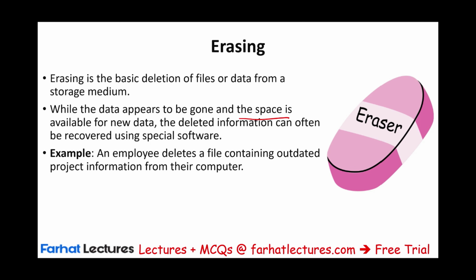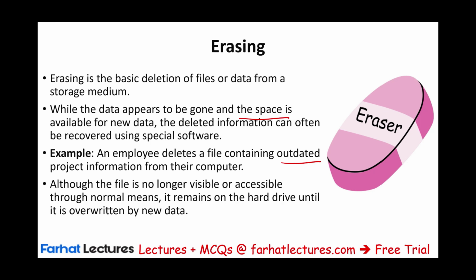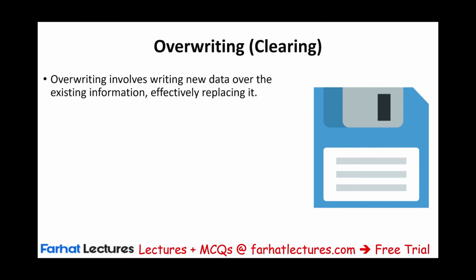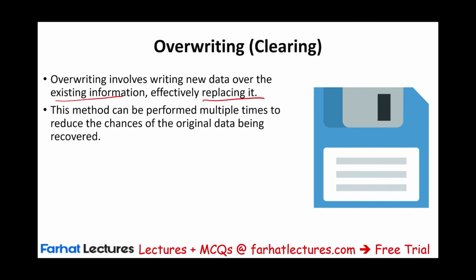An employee deletes a file containing outdated project information from their computer. Although the file is no longer visible or accessible through normal means, it remains on the hard drive until it's overwritten by new data. Talking about overwriting, or something called clearing, involves writing new data over the existing information, effectively replacing it. This method can be performed multiple times to reduce the chances that the original data is recovered. Now, the more you overwrite this data, the harder it's going to be to retrieve the original data.